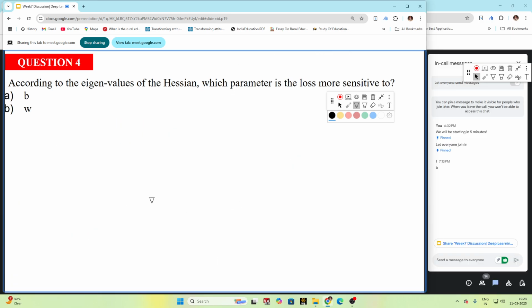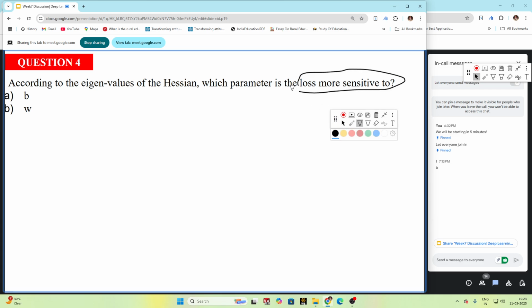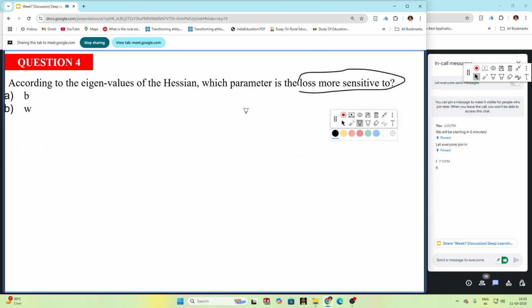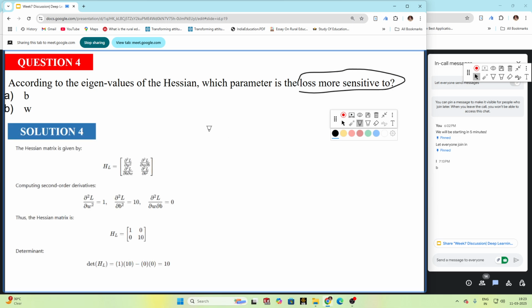According to the eigenvalue of the Hessian, to which parameter is the loss more sensitive? We have two parameters, one is W and another one is B. Now it is asking which parameter the loss is more sensitive to. Now how to do this question? This is a very interesting question. For this we have to calculate the Hessian matrix.